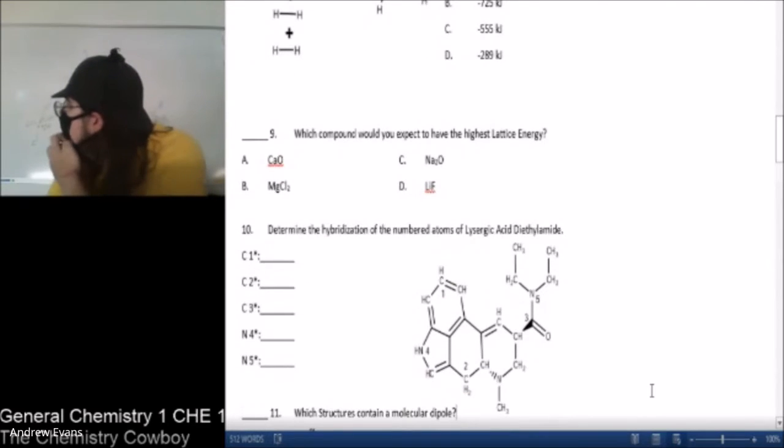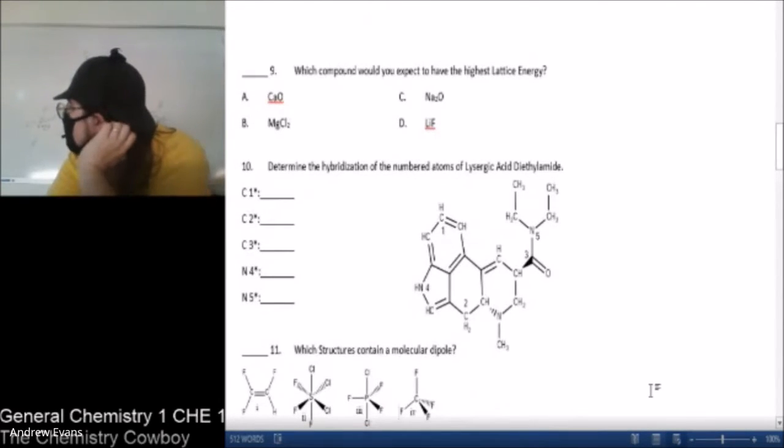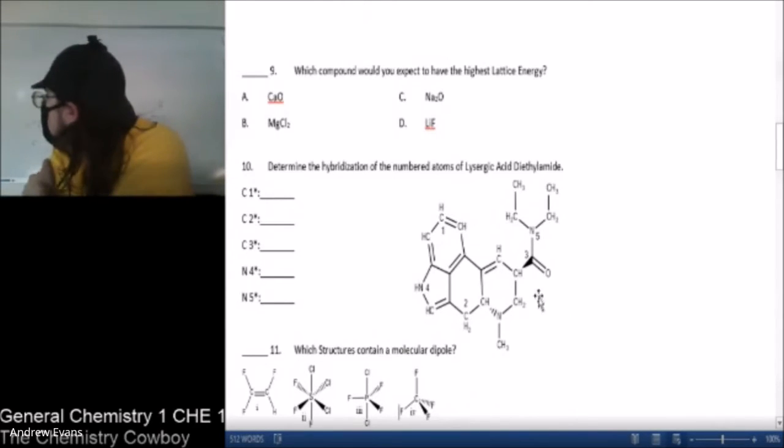So lysergic acid. Once again, what is the hybridization of these numbered atoms? You might not know, lysergic acid diethylamide is LSD. But basically, coming off of here, atom 1: CH, C, C double bond C. There's 1, 2, 3 things coming off. It's sp2.